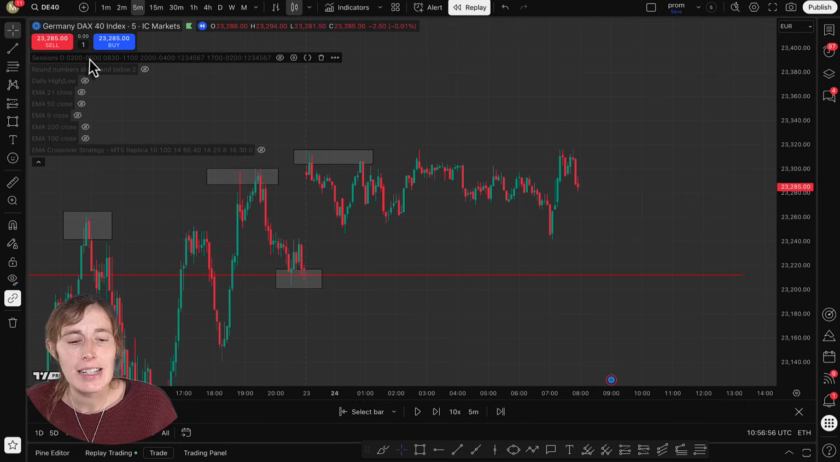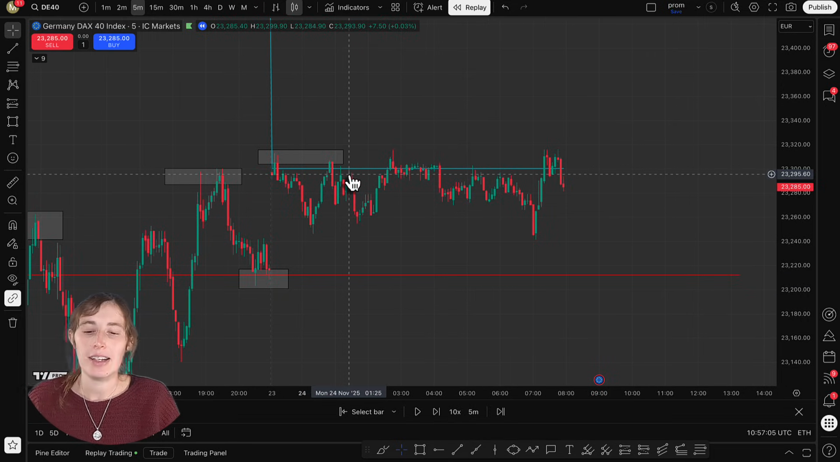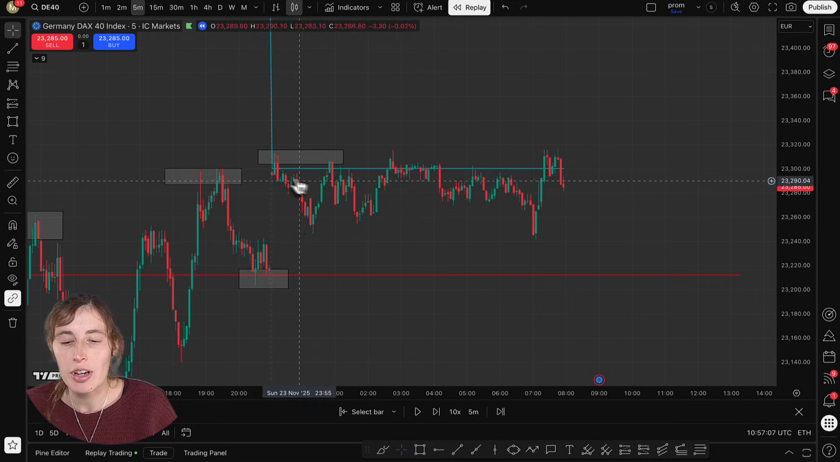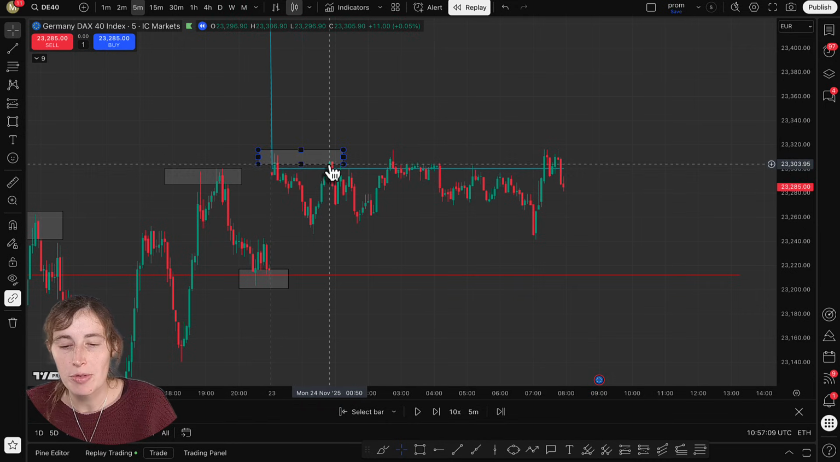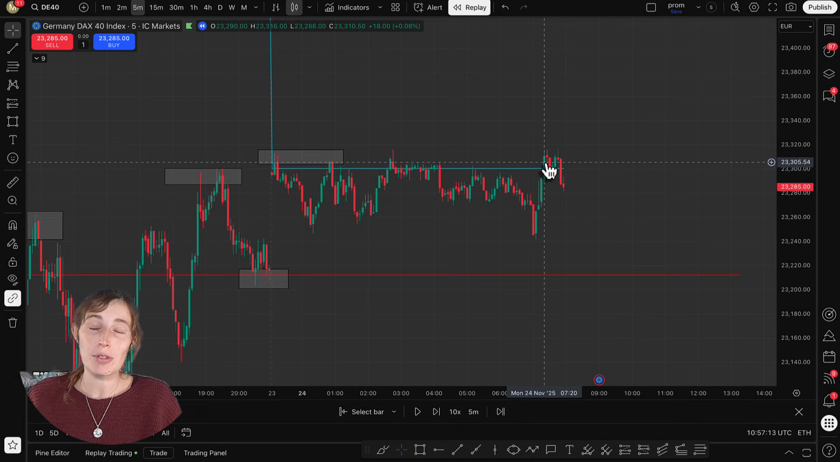I'm going to add on an indicator just to make it easier for you to see this. And this is the previous daily high and the previous daily low. And this blue line is Friday's high. So you can see that during the Asian session, we already broke and closed above Friday's high multiple times. And again, during the run up to the London session.